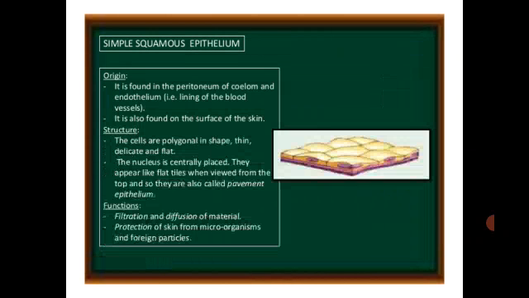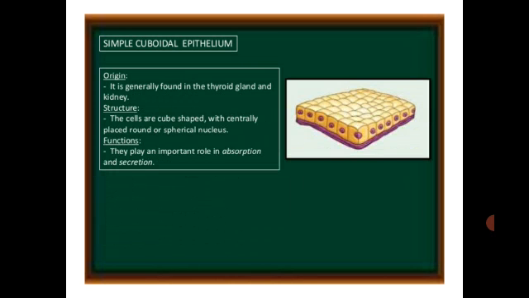Simple squamous epithelium is present in the lining of the blood vessels. It is found on the surface of the skin structure. They are thin, delicate and flat. The nucleus is centrally placed. They appear like flat tiles when viewed from the top, and they perform the filtration and diffusion of material, and protection of skin from microorganisms and foreign particles.